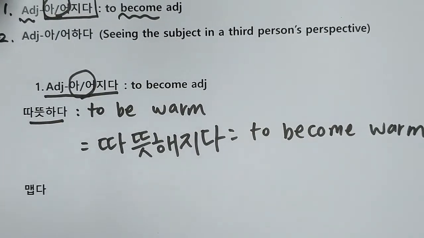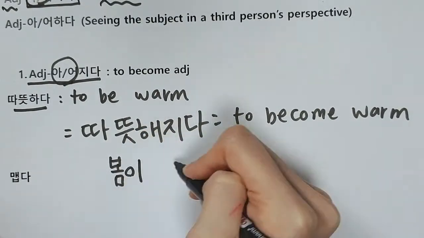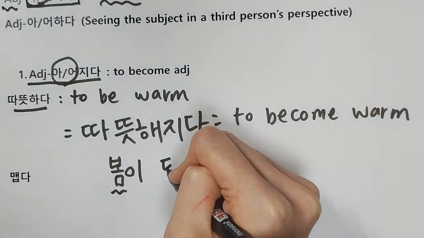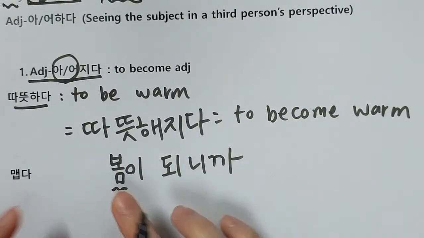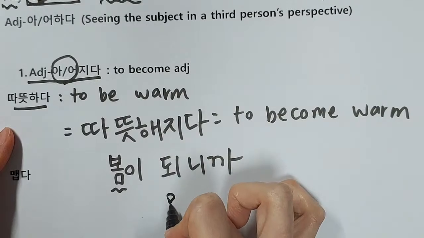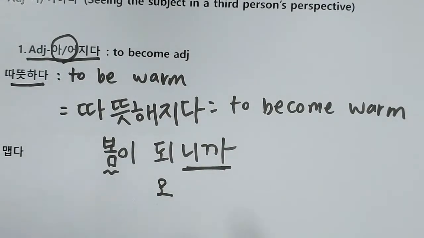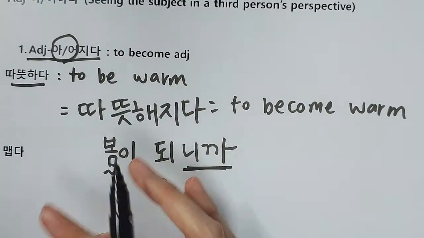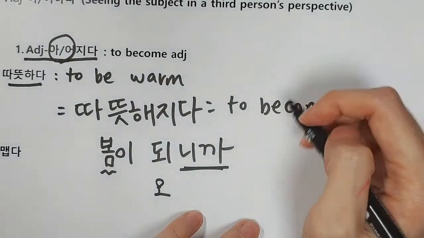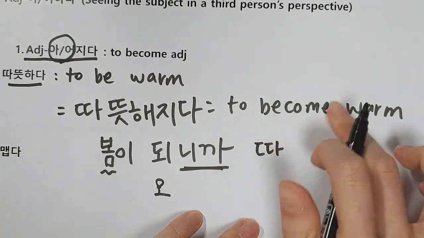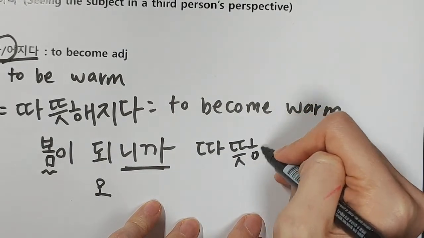To become warm. So we can make sentences like 봄, which means spring. 봄이 되다 means to become spring, right? So it means the spring has come. You can also say 봄이 오니까. 봄이 되니까. 니까 comes from 그러니까, which means since, so. So now that it's spring, since the spring has come, 봄이 되니까, it became warm. You can say 따뜻해.